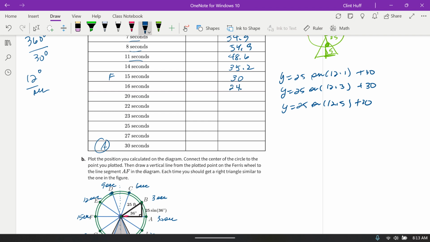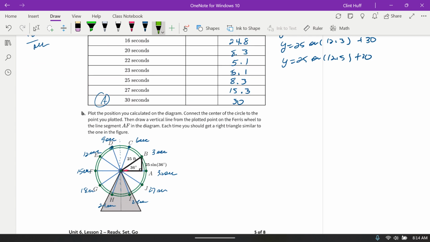All right, so this is now 24.8. We're now getting closer to the ground here. 8.3, we're still closer to the ground. 5.1, 5.1, 8.3, we're on the way up again. 15.3, and finally to 30. So as we rotate around this Ferris wheel, we're going to have duplications of heights at various times. We're going to be rising from A, falling from about here all the way down to almost the ground, 5 feet off the ground, then rising back up again.